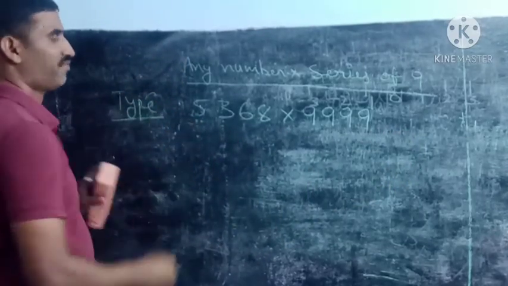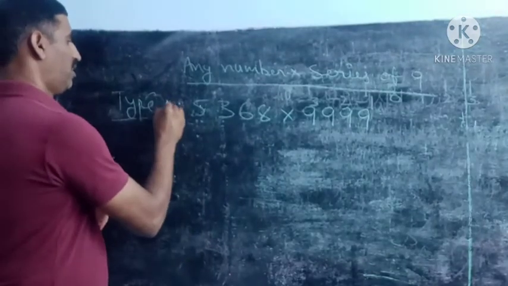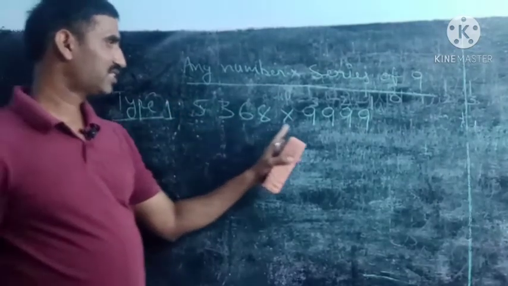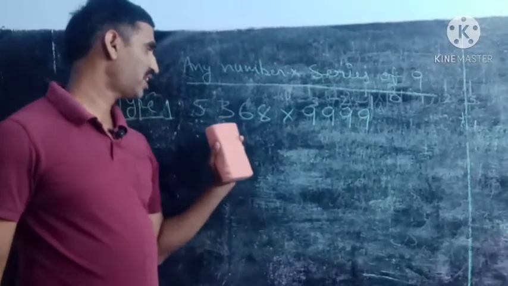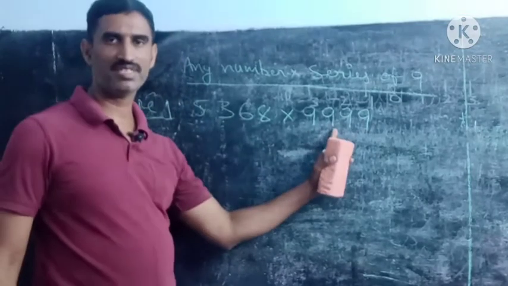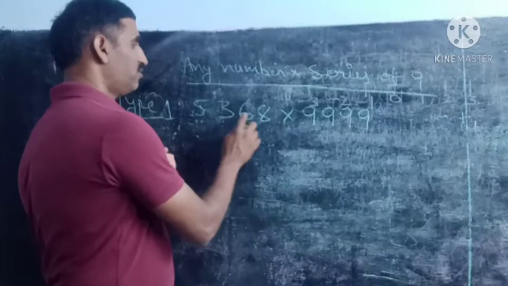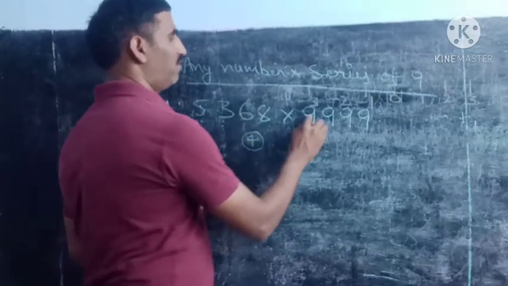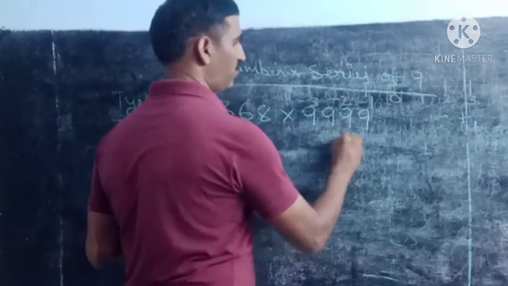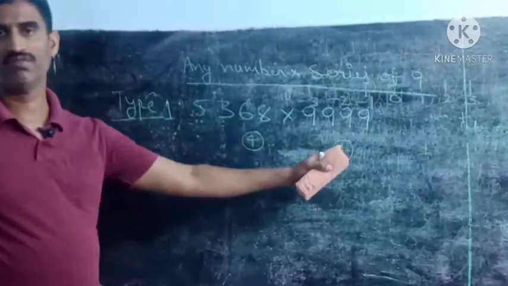Multiplication of a series of 9s, type 1. So 5368 times 9999. Here the number of digits is 4, and the number of 9s is also 4: 1, 2, 3, 4. Here also 4 digits, here also 4 digits.